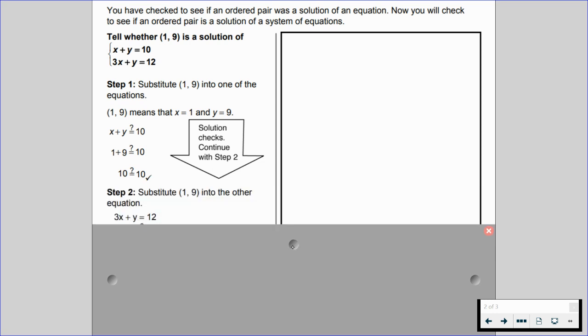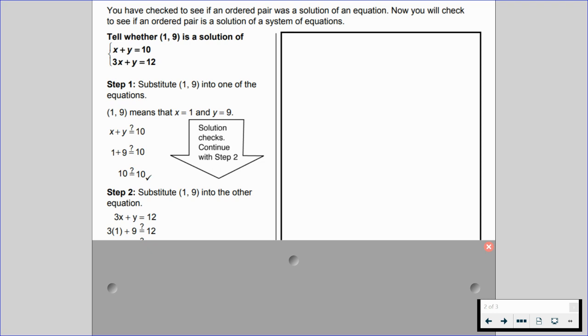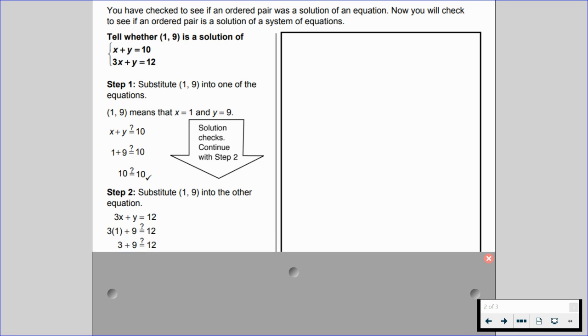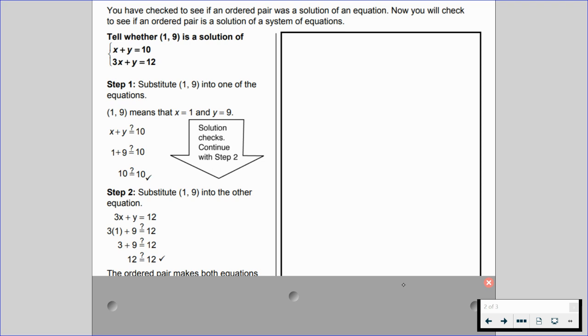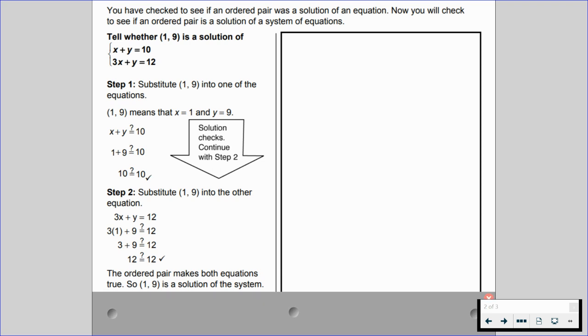So we're going to substitute it in. We're going to end up with 3 times 1 plus 9 is 12, and we end up with 12 is equal to 12, which is fantastic, which means that the ordered pair makes both equations true. So the given coordinate point, the given ordered pair (1, 9) is a solution to this entire system. So it has to work for both equations. It cannot just work for one. It has to work for both.